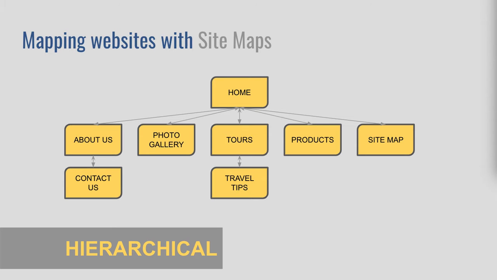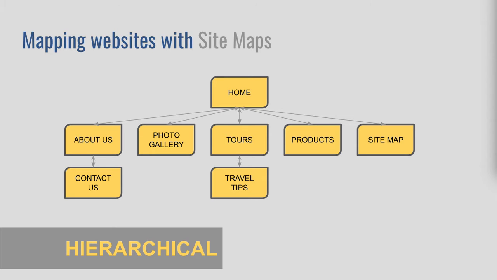If I was on the home page in this example and I wanted to get to the Contact Us page, I would need to go to About Us and then Contact Us, 2 clicks. But if I'm on the home page and I want to get to Photo Gallery, I can use 1 click and go directly to Photo Gallery.